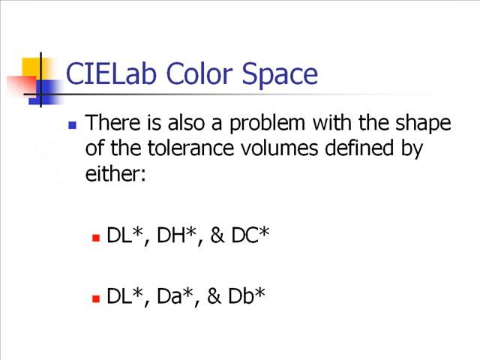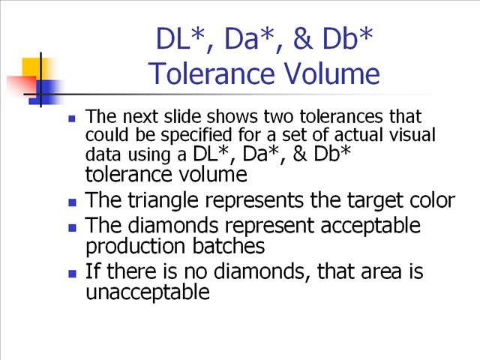We've made some improvements, but there's also a problem with the shape of the tolerance volumes defined by either LCH or LAB. Let's look at those and see how that affects things. The next slide shows two tolerances that could be specified for a set of actual visual data using an LAB tolerance volume. The triangle represents the target color.